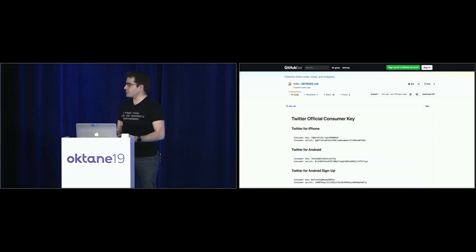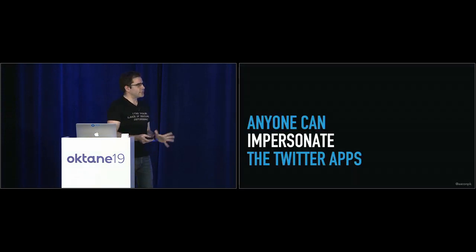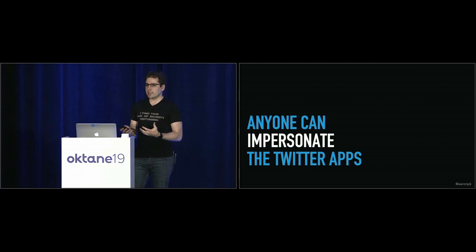So what's the end result of this? Well, it basically means that anybody can impersonate the Twitter app. That's maybe not the end of the world, you're not going to get access to somebody's data, but a developer can create an application that will appear to users as if it were the real Twitter app when it goes through the OAuth process.